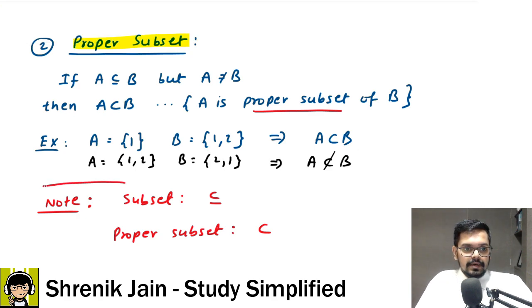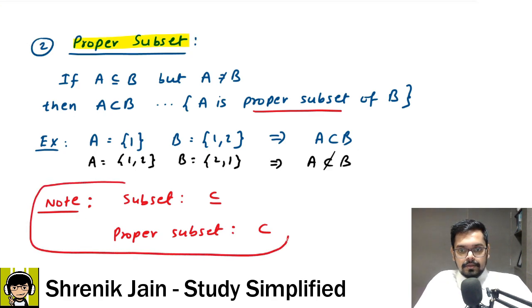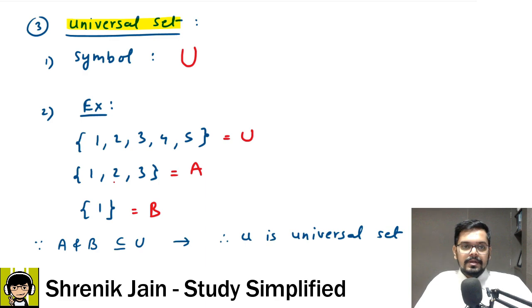Subset has the equal sign. Proper subset does not have the equal sign. Understood? Let us go to the third type, which is universal set. It is the big boss. It's like your grandfather, the big boss. So the symbol is U. Universal starts with U.